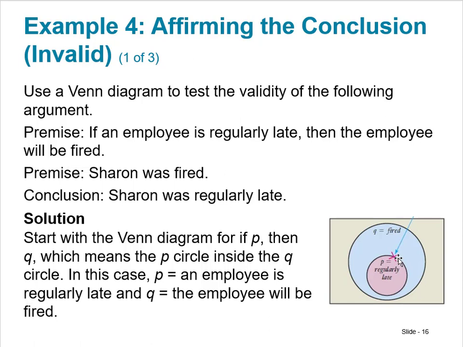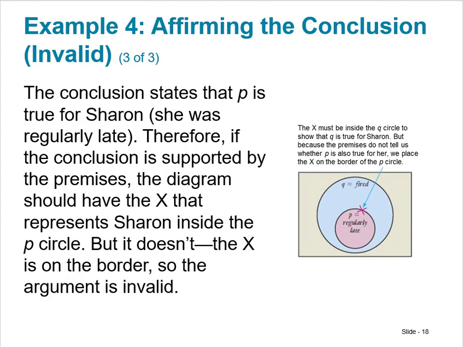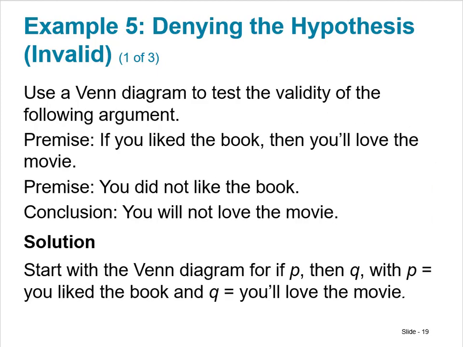Again, it could be true. Maybe she was regularly late. Could be false. Maybe she wasn't regularly late. Does not matter. The truth or untruth of the argument is not what we're checking. It's the validity of the argument, and this is an invalid argument. All right. So this just walks us through why it's invalid, which we've talked about.